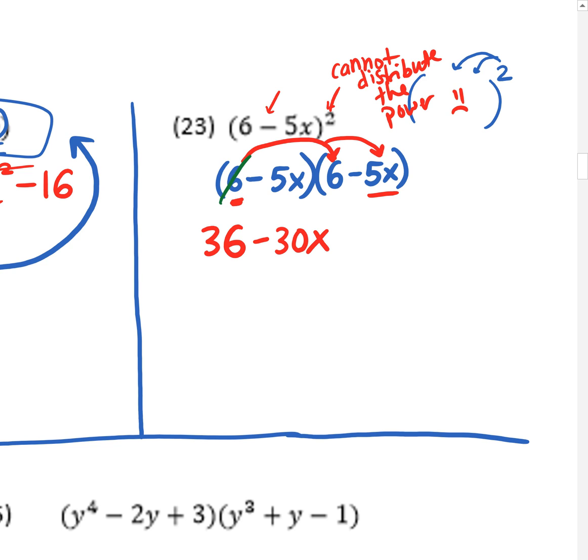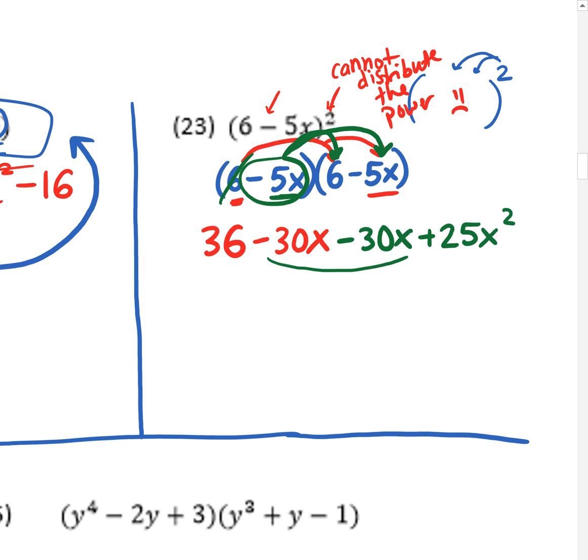All right, and then I'll focus on the second term. Think of it as negative 5x, not just 5x. So negative 5x times 6 would be negative 30x. And then negative 5x times negative 5x is positive 25x squared, because it was an x times an x, and you add the powers. 1 plus 1 is 2.